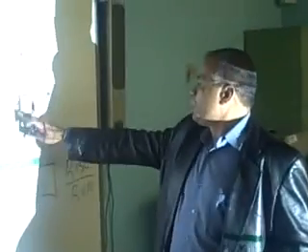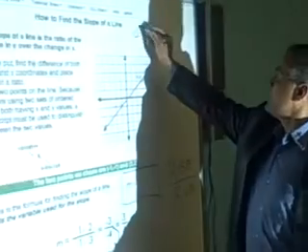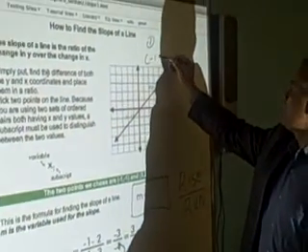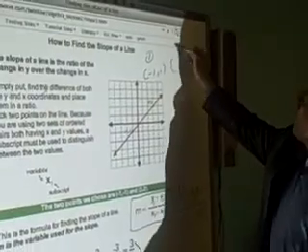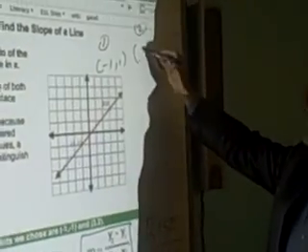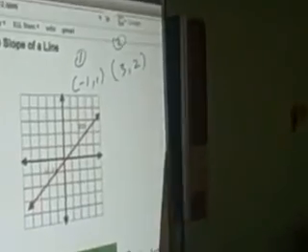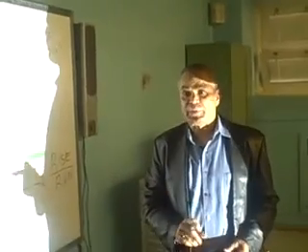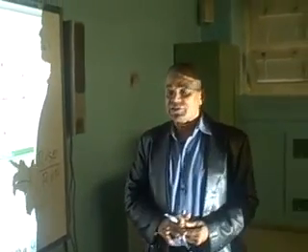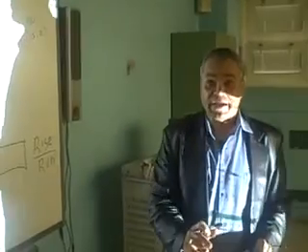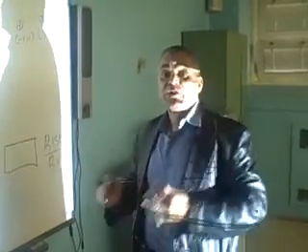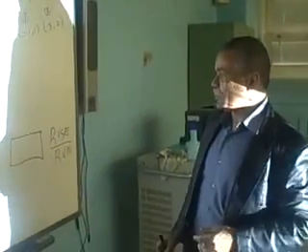Okay, now, we have 2 points over here. Point one is (-1, -1). Point two is (3, 2). Using the 2 points and this formula, we're going to find the slope of the line. And when we find the slope of the line, we're going to go outside and use this knowledge to find the slope of the ramp.